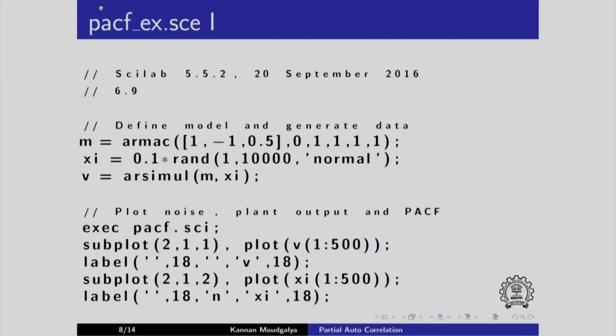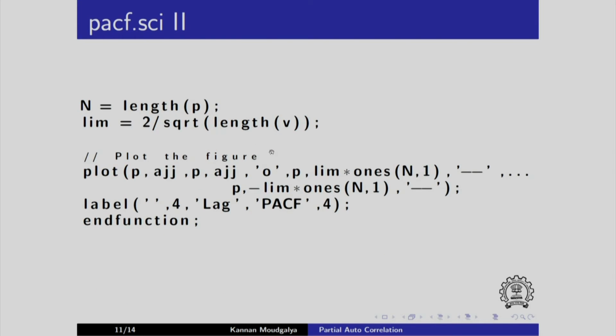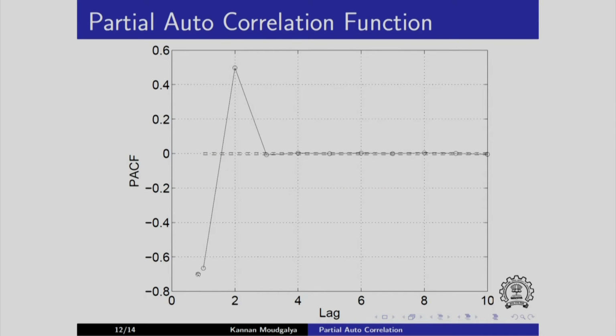Here is the Scilab code for this, PACF_x.sce, and another code PACF.sci. Now you get minus 0.67 and plus 0.5 as shown earlier, and of course this code is a general code, it calculates for several orders, and you see that it becomes 0 from 3 onwards.